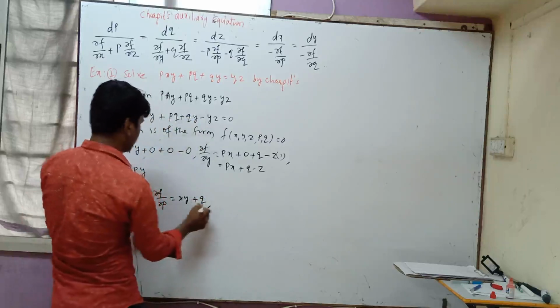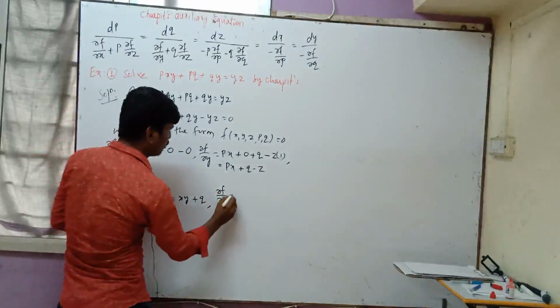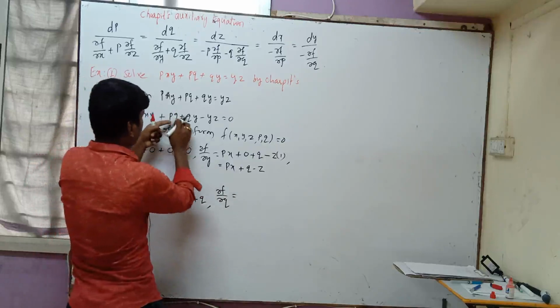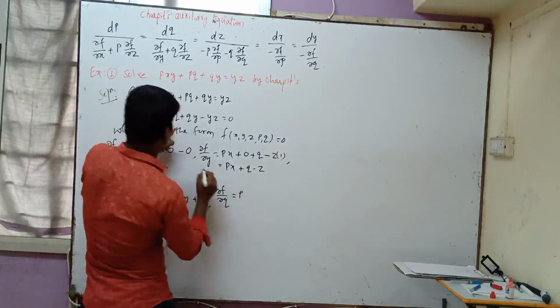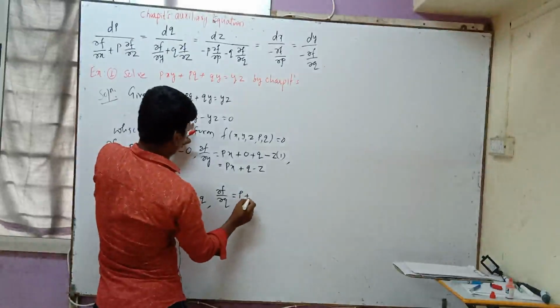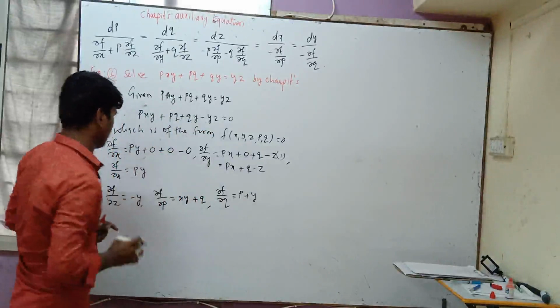So the only answer is xy plus q. And ∂f/∂q. For ∂f/∂q, here no q term, so 0. Here q term is there, p is a constant and q is 1. Here q term is there, so plus y constant, q is 1. No q term, it is 0. So the answer is like this.